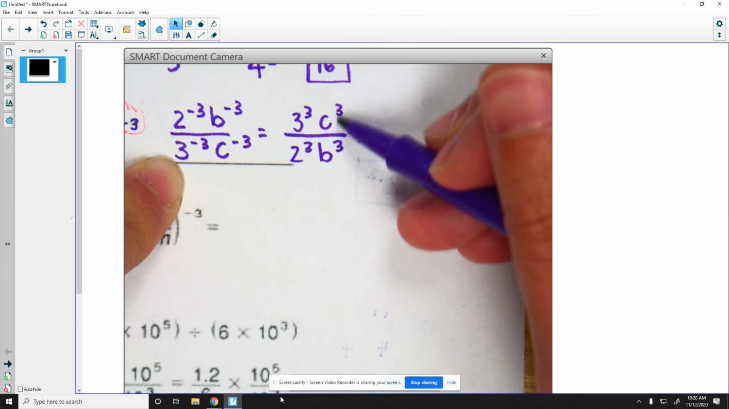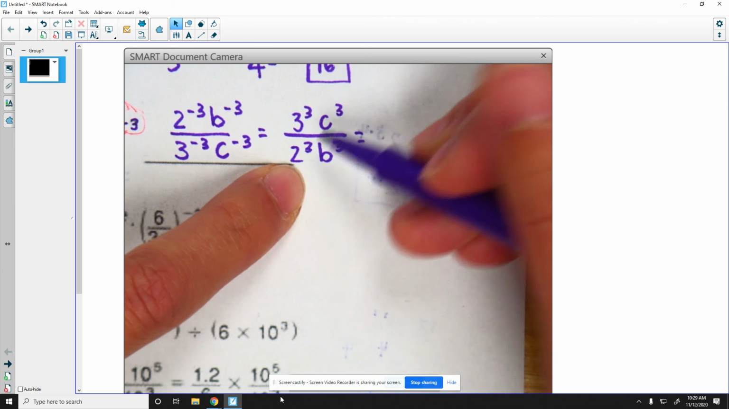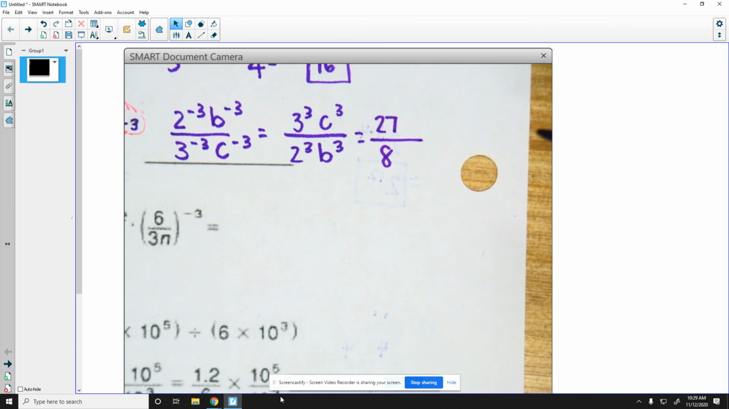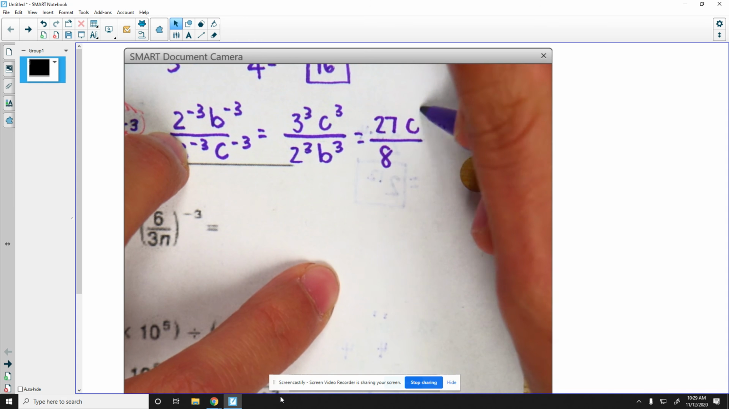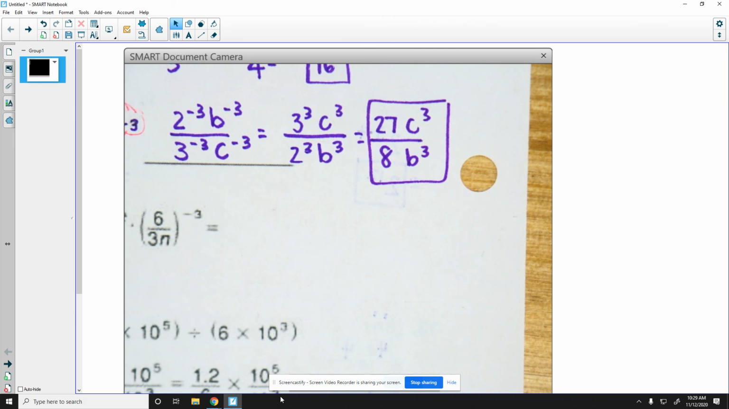Okay, I know that the c's and the b's I can't simplify. I can't subtract, but maybe I can simplify the numbers. 3 to the 3rd is 27. 2 to the 3rd is 8. 27 over 8 cannot be simplified, so that's just my final answer. Okay, that was really tricky.